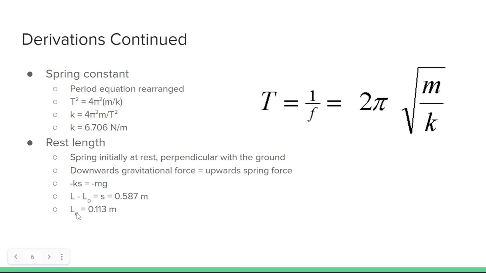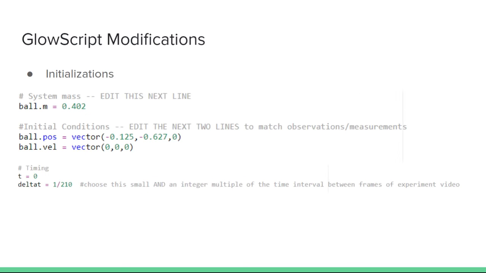Additionally, for the rest length, we can determine that when the spring is initially at rest, the upwards force of the stretched spring is equal to the downwards gravitational force. So making an equation here, we can determine that s, or the stretch amount, is equal to the stretch length minus rest length. And we know that numerically, the stretch length from this equation is 0.587 meters, or rest length is 0.113. So now with this valuable information, I can plug it into GlowScript to create a model.